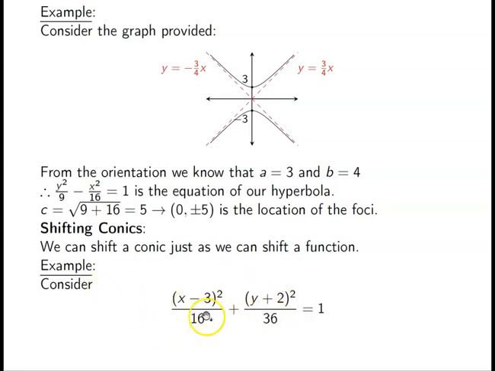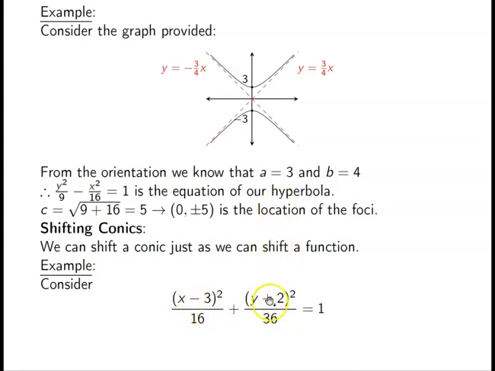So from this example, I know that this is an ellipse, right? Because I have an addition here. If this was a subtraction, I would say it was a hyperbola. I know that the biggest value is under y. So this is an ellipse whose major axis, long ways, goes up and down, right? It aligns with the y-axis.